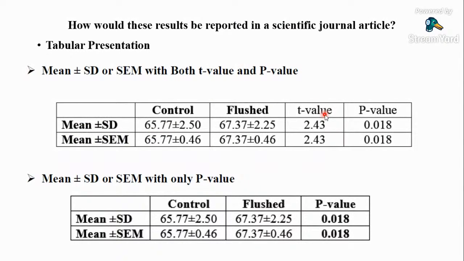Now, how can we represent the results in a scientific journal for publication? The first thing that can be done is that it can be represented in a tabular form. For example, here I have the mean plus minus the standard error, with both t and p values. So in this case, I have represented control and flushed, found the mean plus minus standard error, and also put the t value and the p value. Now you can skip this t value for a scientific journal and simply put the p value, which brings me to my next table.